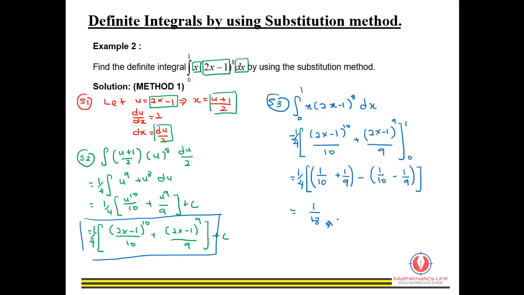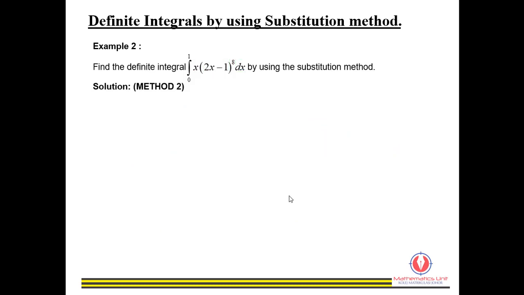Let's move to the second method. Now let's try to answer the question by using the second method. First step, we're going to let u equal to 2x minus 1. Next, we're going to differentiate it with respect to x. We get the answer 2, and we get dx is equal to du over 2. From these expressions, we'll get x is equal to u plus 1 over 2.